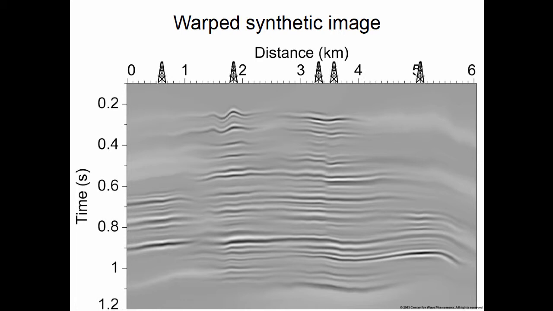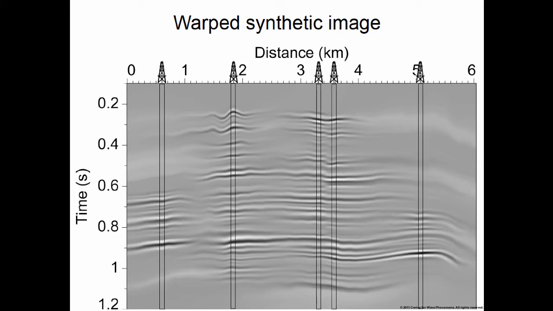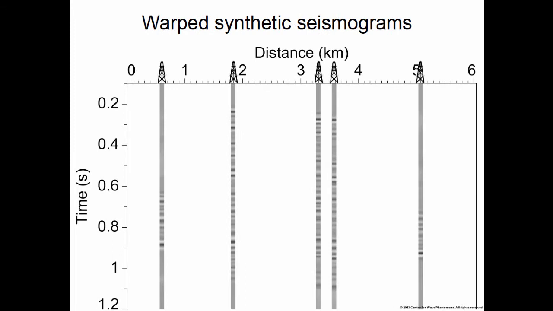So now if we look at just the wells, which is the only place we have our time-depth relationships at each of the well locations, and we extract seismograms from this warped synthetic image at each of the wells, then we get these warped synthetic seismograms, which gives us our final time-to-depth relationship. So we can estimate our time-depth from the time shifts used to create these warped synthetic seismograms.